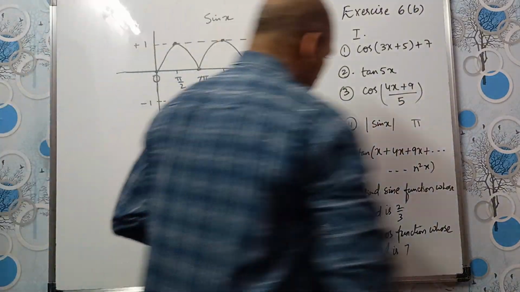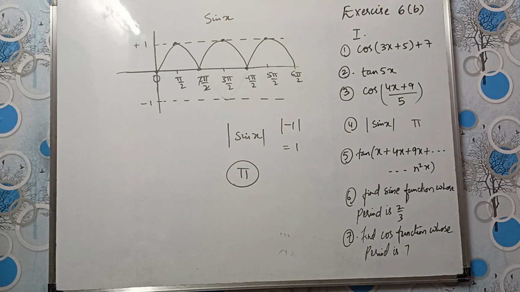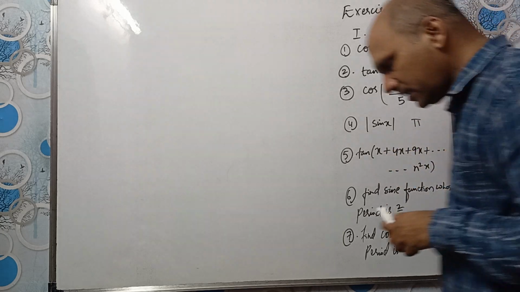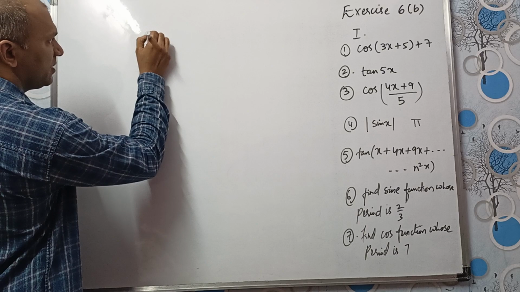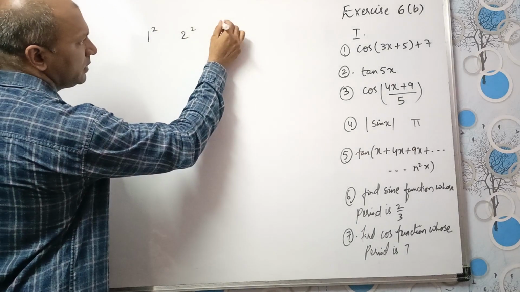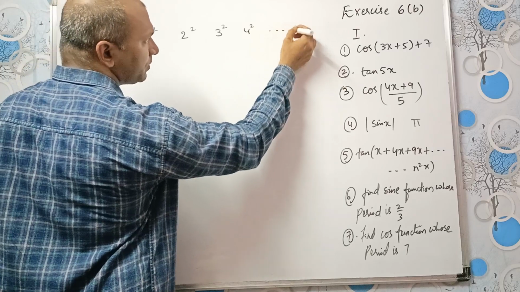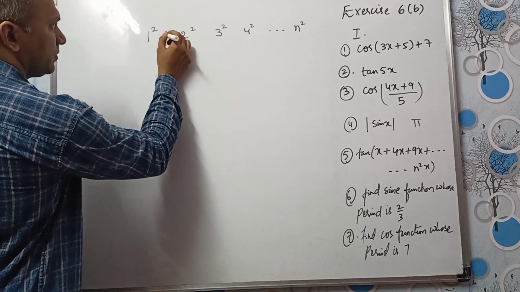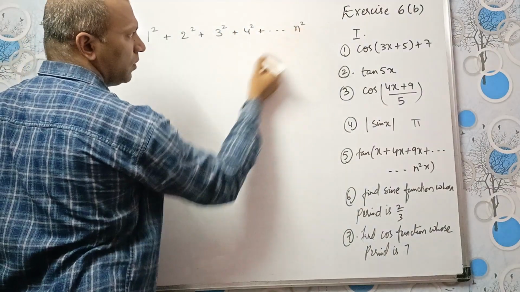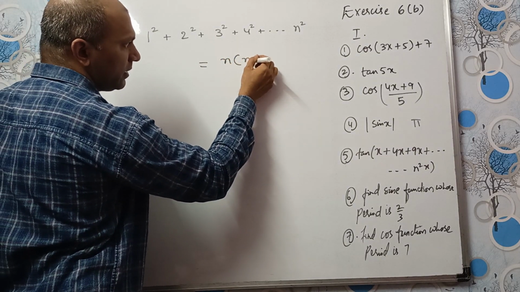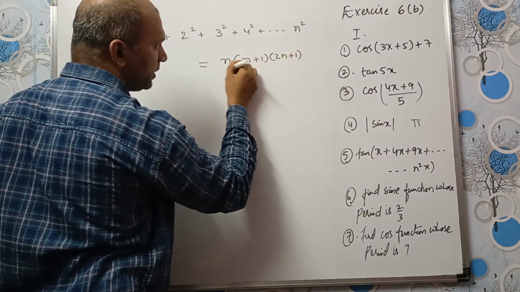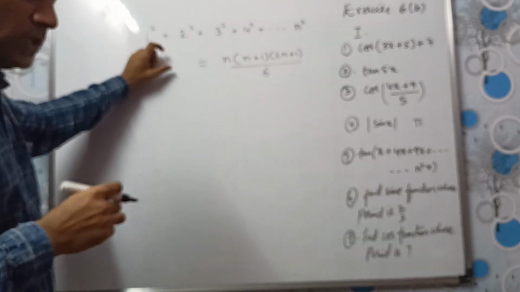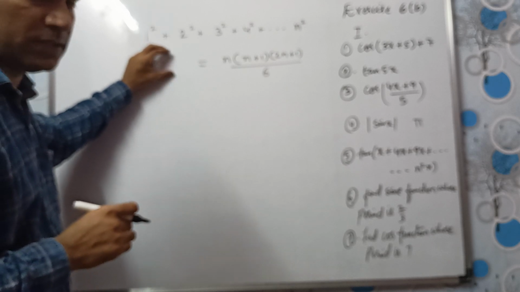Okay, period of this is pi. I hope this is clear. Okay, we'll solve these problems now. Okay, before solving this fifth one, I'll explain to you the sum of squares of n terms. See, 1 square, 2 square, 3 square, 4 square, and so on up to n square. Okay, if we add these terms, what will be the sum? We have a formula: n into n plus 1 into 2n plus 1 divided by 6. Okay, this formula is there in the lower classes as well as in mathematical induction.